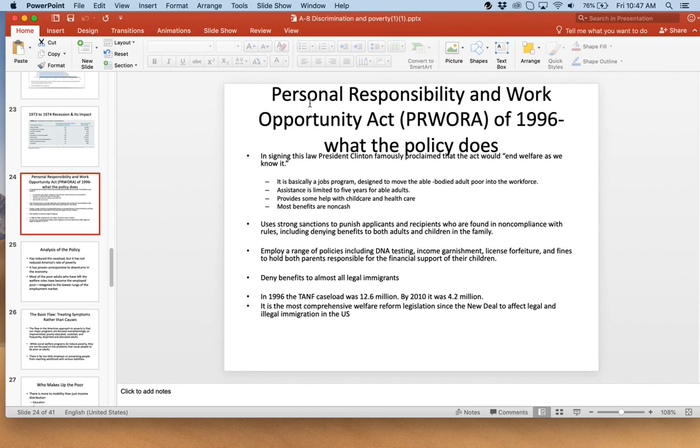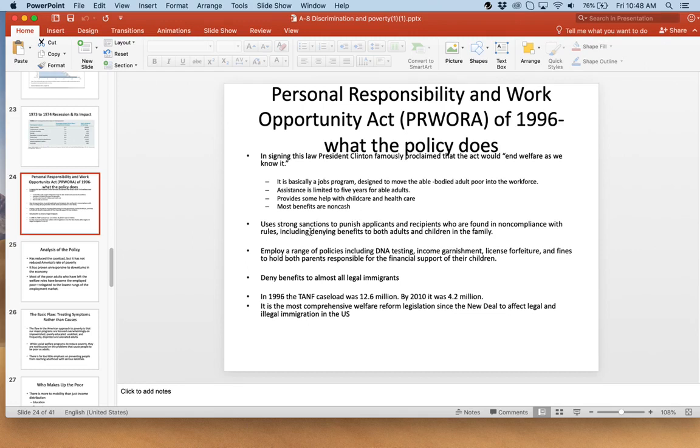It sets limits to 5 years for able adults. It provides some help with childcare and healthcare. Most benefits are non-cash. So these are almost like the 4 goals for the Personal Responsibility and Work Opportunity Act. So if you are analyzing this policy, I would like you to spell out these goals, because it is from these goals that you can go back and check whether each of these goals has been achieved or not.